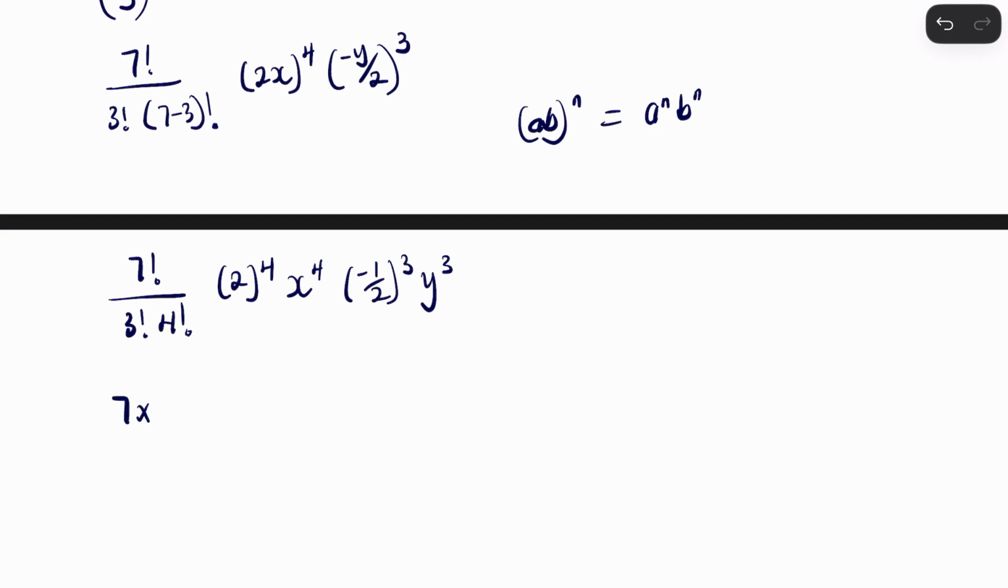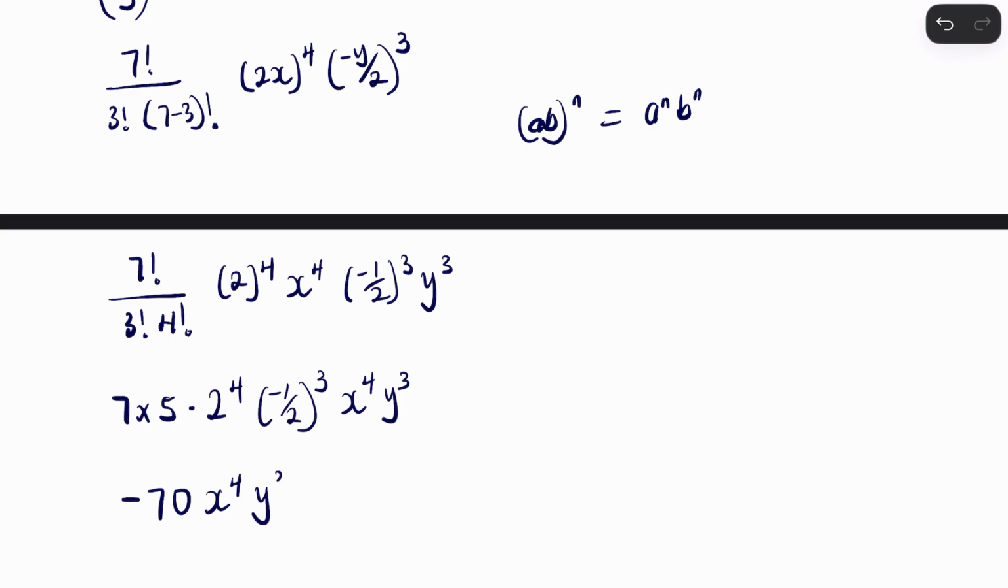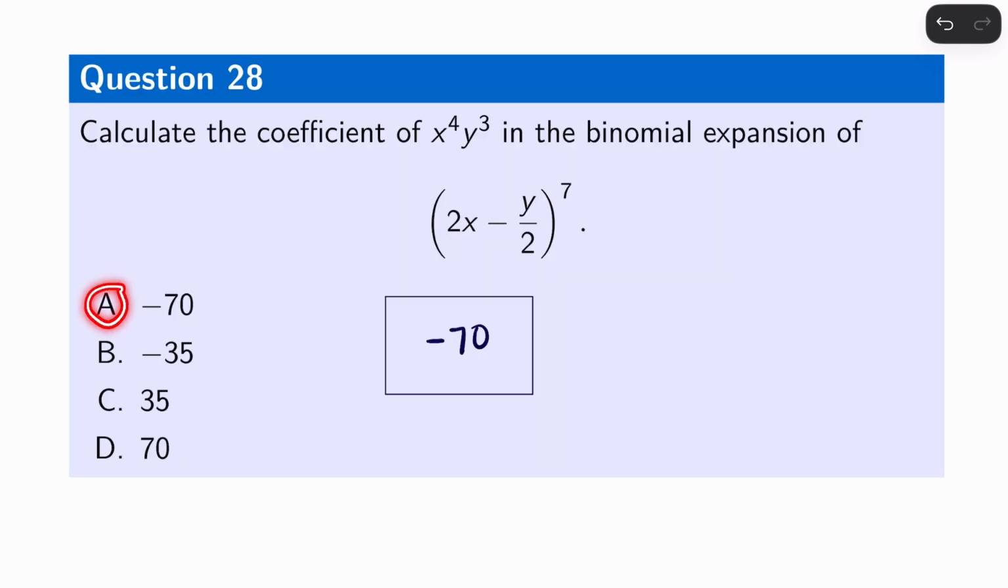So you're going to have 7 times 5, 2 exponent 4, then we have minus 1 half exponent 3, then x^4 y cube, right? At the end, we are going to have minus 70, then x exponent 4, y exponent 3. Thus, the coefficient of x exponent 4, y exponent 3 is minus 70. Thus, the correct option is option A.